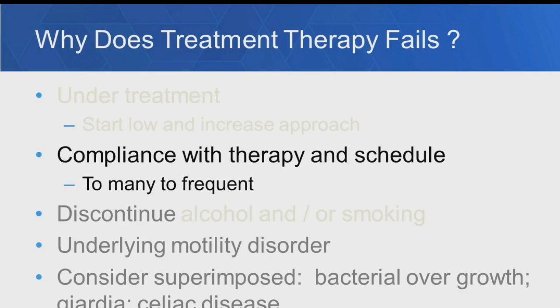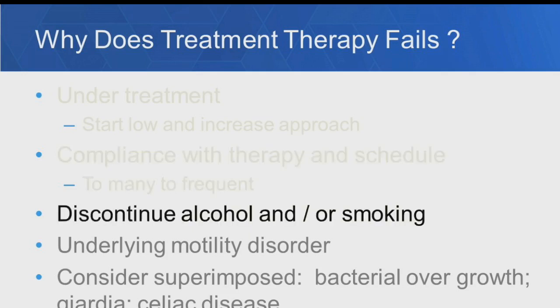Compliance with therapy. Frequently, it's too many pills, too frequent. So patients just don't take it because of social issues. They don't want to be in a restaurant or with friends and take the enzymes in front of them, and that may be an issue. They may be still drinking or smoking heavily, so there may be still a lot of inflammation around.